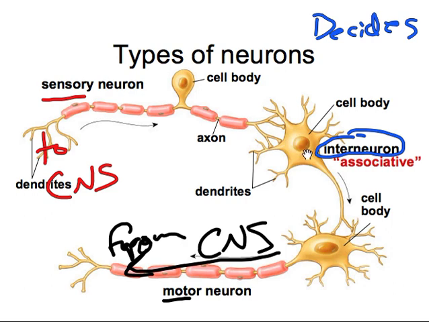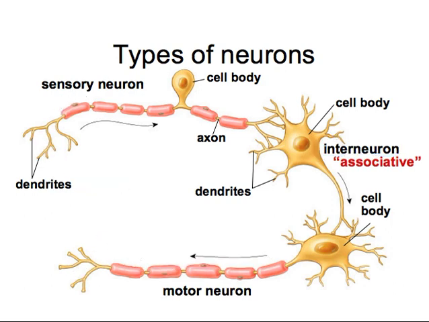It decides. So your inner neuron decides to send a message to those muscles to move your hand, move your hand, move your hand. So the motor neurons carry that message of move your hand until the muscles move your hand away from the fire. So sensory neurons to the central nervous system, inner neurons make the decision, and motor neurons carry messages from the central nervous system.